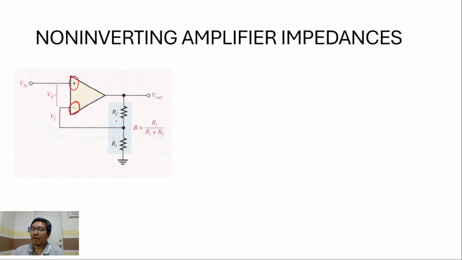We have RF and RI, which form your voltage divider, and the voltage across R sub I is your feedback voltage that is being fed to your minus or inverting input. And then the total voltage is V out. We have an attenuation factor or multiplier, which is equal to B equals R sub I divided by R sub I plus R sub F.